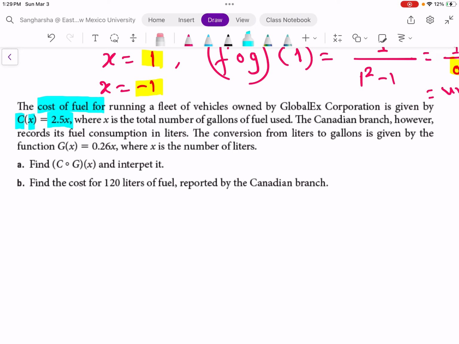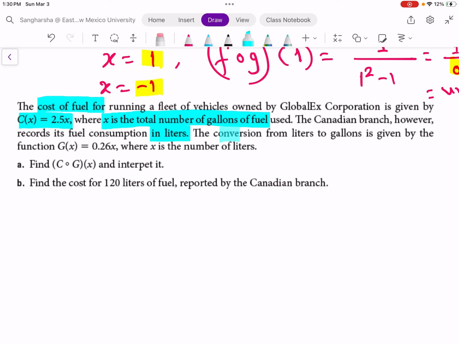Now what is x here? Our x is the total number of gallons of fuel used, and the cost is given by 2.5x. Now the Canadian branch, however, records its fuel consumption in liters. So we are given the cost of fuel, and our x is the total number of gallons of fuel, but the Canadian branch records the fuel in liters.